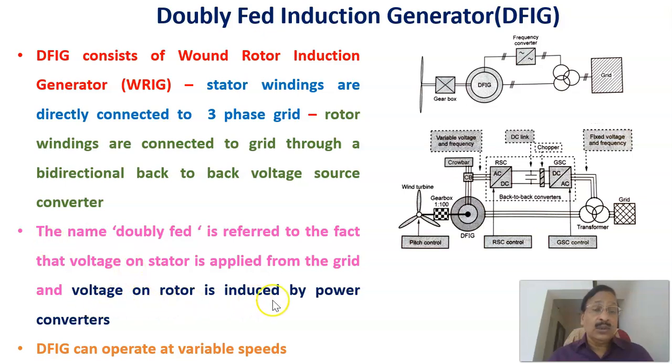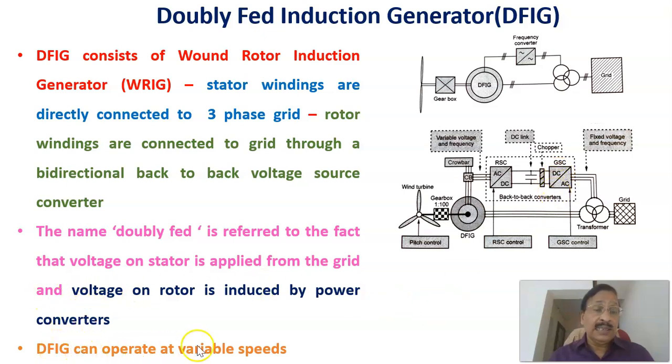The voltage on the rotor is induced by the power converter. This is called the power converter, which controls the power flow between the rotor and the grid. Therefore, it consists of two converters: one we call the rotor side converter, RSC, and the second one the grid side converter, GSC, that are controlled separately. And of course, there is a chopper to control the DC voltage. This is called the DC bus, having a capacitor, and that voltage can be controlled by the chopper.